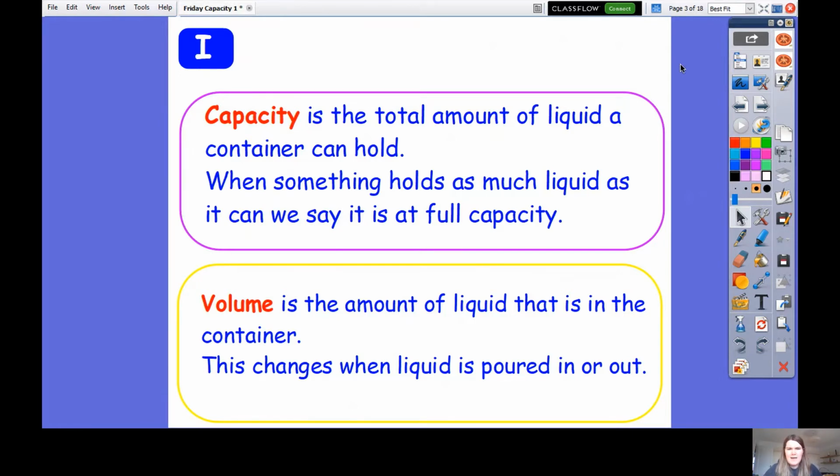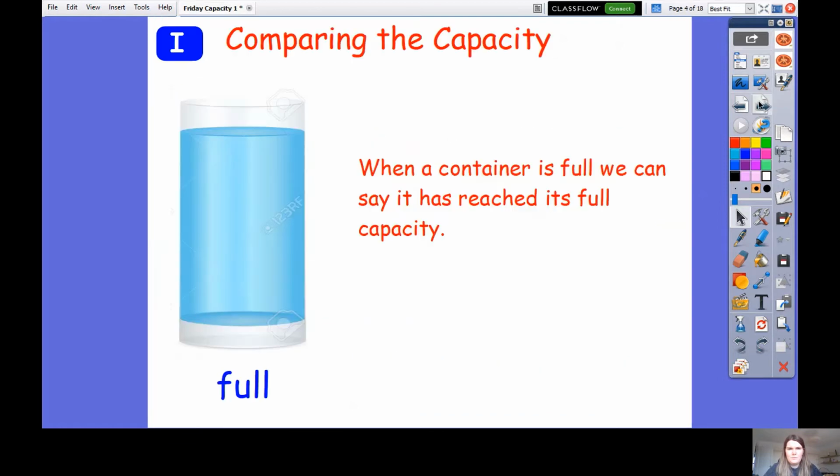So remember, volume is looking at how much is in the container, and we can change that by pouring some in and out. Capacity is the total amount of liquid a container can hold. A container can increase in capacity the larger it is. So we have an object that can have a greater capacity than another. So when we're looking at capacity, if an object is full, we can say it's reached its full capacity. There is no way we're going to fit any more water in the cup. Okay, it's reached its full capacity.